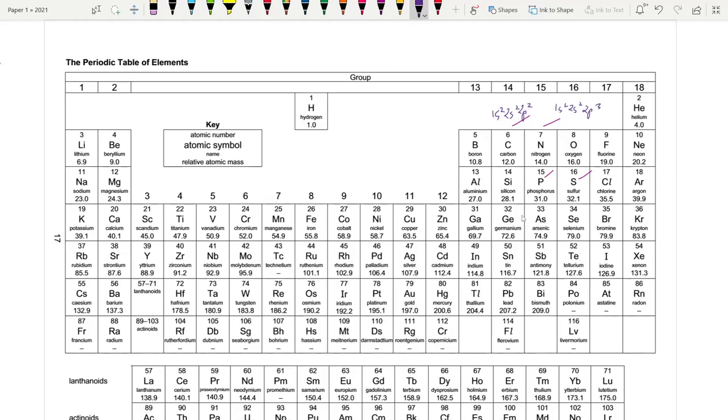For phosphorus it's 1s2, 2s2, 2p6, 3s2, and 3p3. For sulfur it's 1s2, 2s2, 2p6, 3s2, 3p4. Now we want to see which one will have the highest ionization energy.